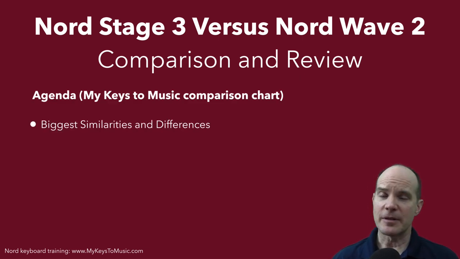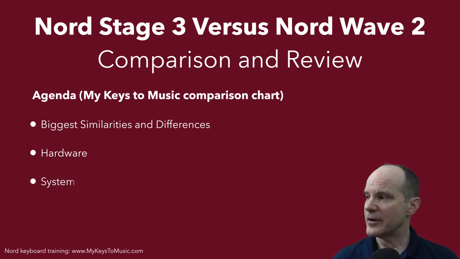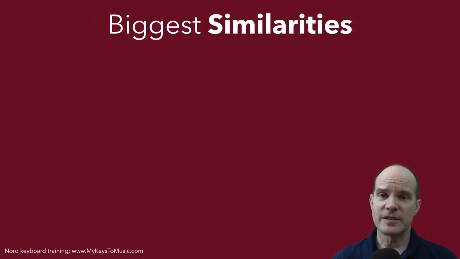First, we'll talk about the biggest similarities and the biggest differences. Hopefully, in this section of the video, you'll be able to identify what key features you absolutely can't live without, and from that point forward your decision is even easier, because you realize, oh, I didn't realize that this keyboard didn't have that feature, so I've chosen the other one. We'll talk about the hardware differences and similarities. We'll talk about the system itself, all the different features, functions, the memory, things like that. And then we'll talk about the specifics of the synthesizer, the effects, and other additional notable features. That's the agenda. Let's dig in.